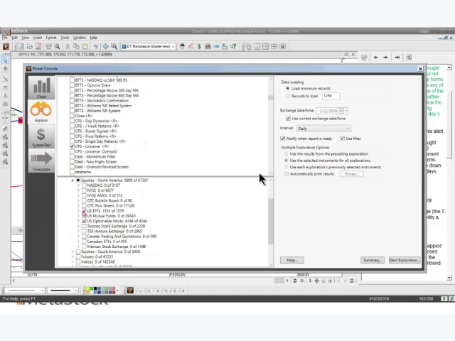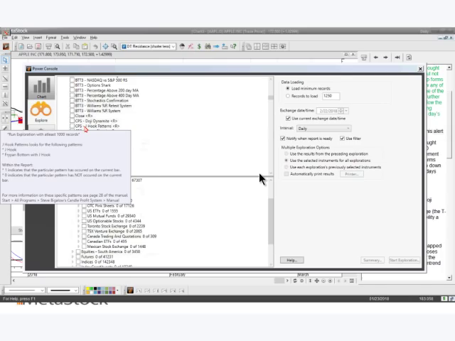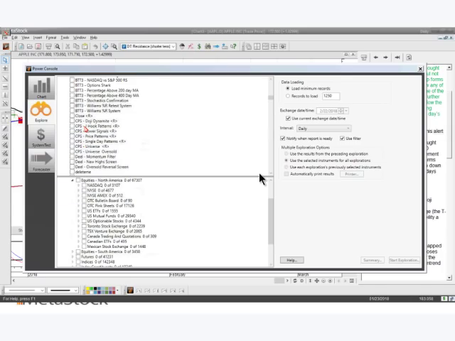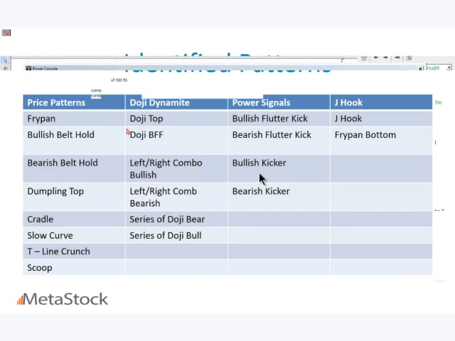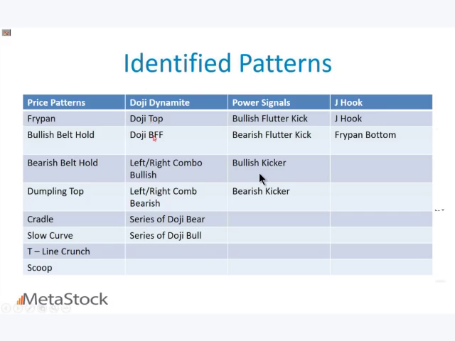What I'll normally do personally, on a daily basis, I ran this afternoon. My favorite pattern is this Doji at the top and this Doji best friend pattern. I really like this Doji dynamite scan. If you look at the price patterns, you'll have your fry pan, your bullish bolt hold.